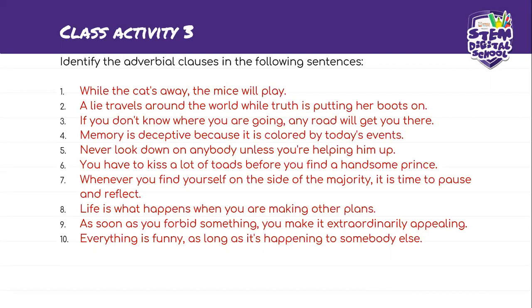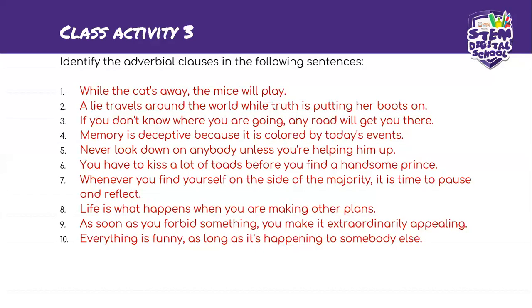You are right. The correct answer here is if you do not know where you are going. Remember, any road will get you there, because you do not know where you're going. Remember, for this to become an adverbial clause, it should tell you a reason why something happens, or where something happens, or when something happens, or why something happens. So yes, Asanda, you are right. If you do not know where you're going, is the correct adverbial clause.